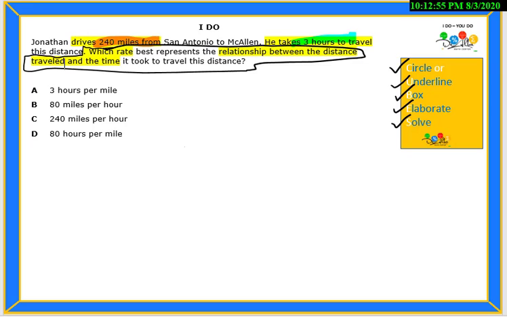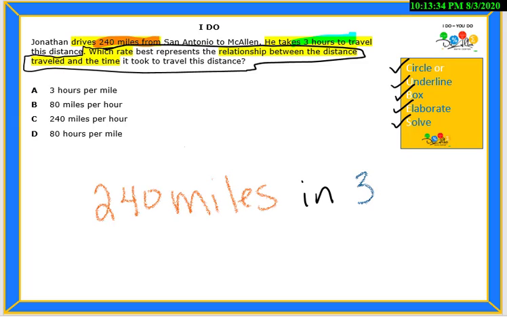Find the rate of miles per hour. We can start by writing a ratio. 240 miles in 3 hours. We can eliminate C because the rate is not 240 miles per hour, but 240 miles in 3 hours. We need to find the distance traveled in 1 hour.